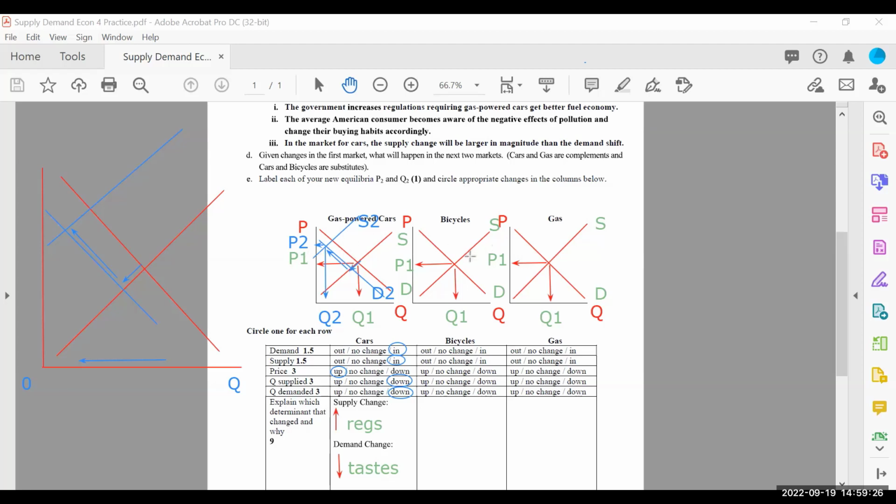There's a number of things you could do here. What might you do here? What's going to happen in the market for bicycles? Demand will go out. Why, though? So what's our determinant for that? If the substitute's more expensive. Increased price of a substitute. Taste, could he be right here? American consumers become aware of the negative effects of pollution. Demand goes up because there's a taste for things that are environmentally friendly. Yeah.